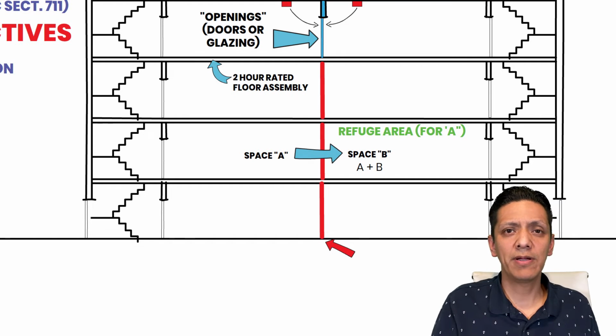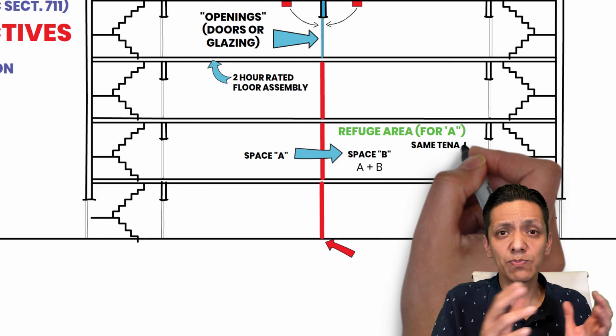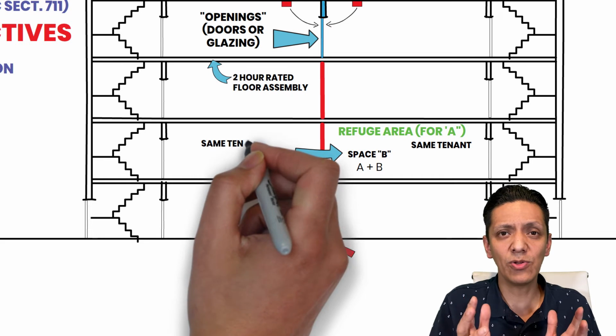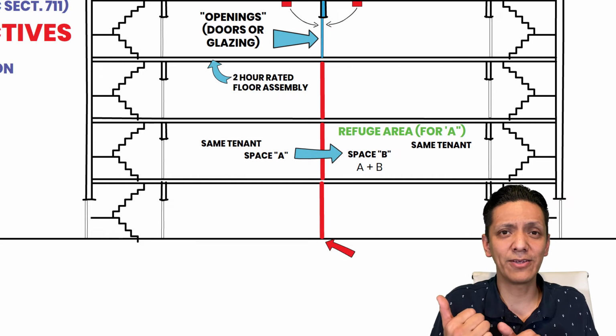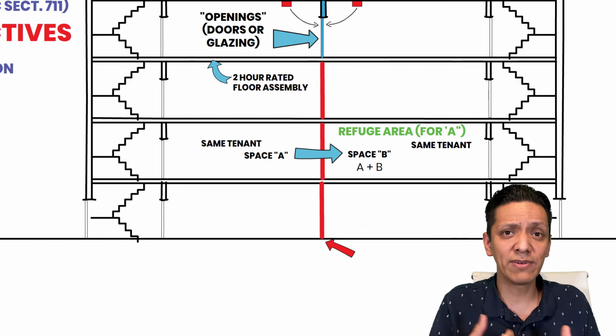And that is why it's very common that when a horizontal exit is used, the tenant takes both sides. Because nobody wants some weird tenant or somebody you don't even know coming into your space in a case of an emergency, right?